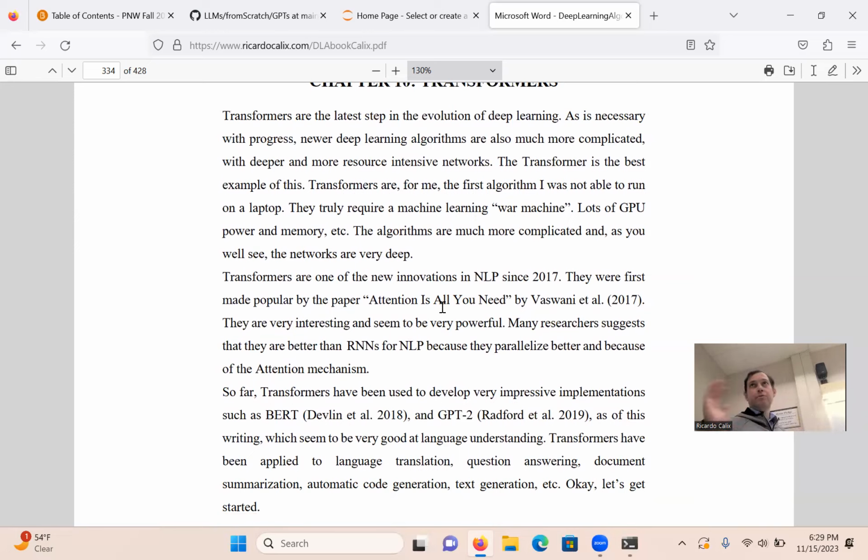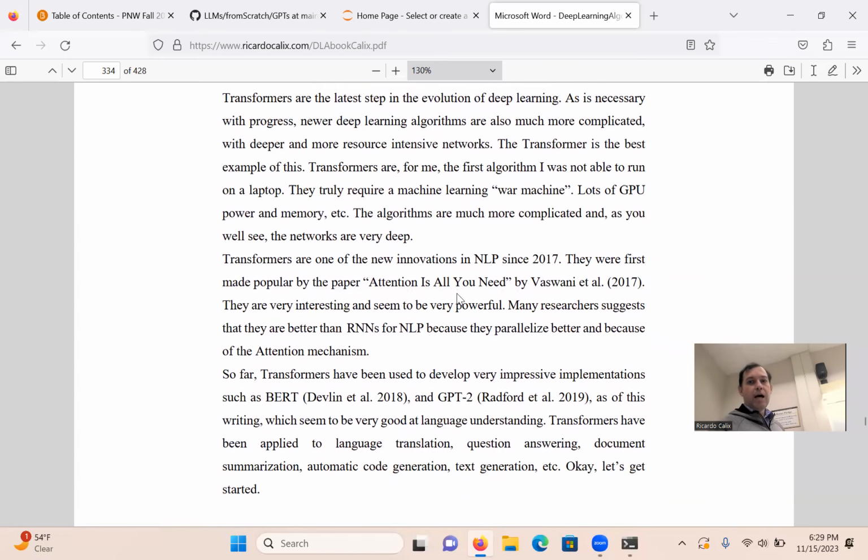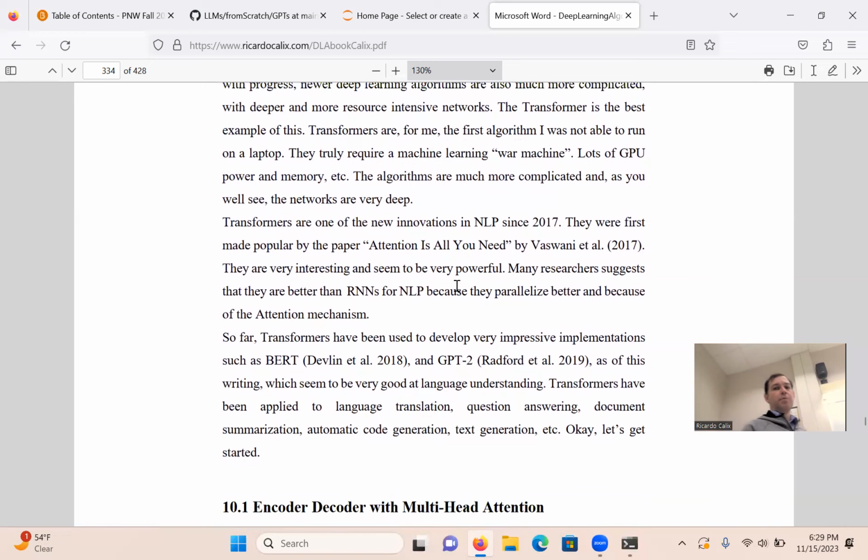The code that I'm going to give you is very much a continuation of what we've been doing all semester, object-oriented, but it is a lot more, even a lot more than the GAN, okay? So lots of GPU power and memory. The algorithms are much more complicated. And as you will see, the networks are, in fact, very deep. So this is where deep learning is really deep learning. The architecture is very deep.